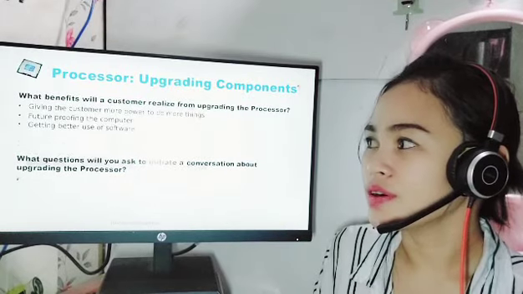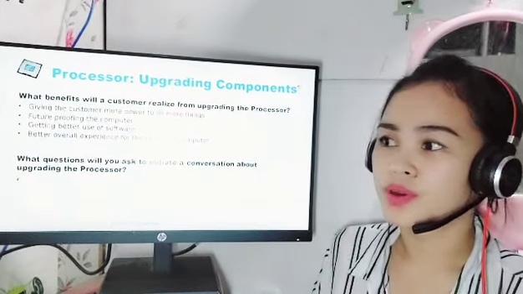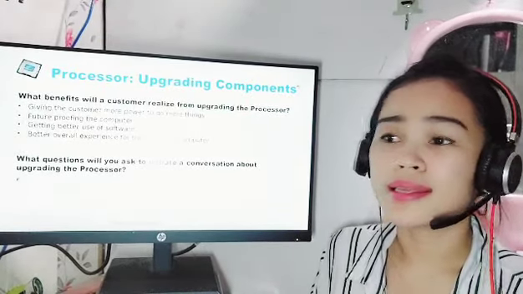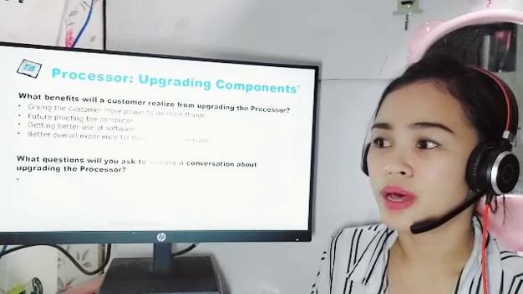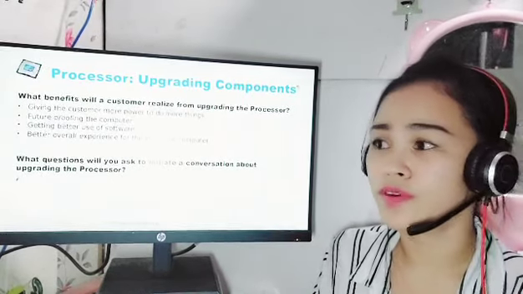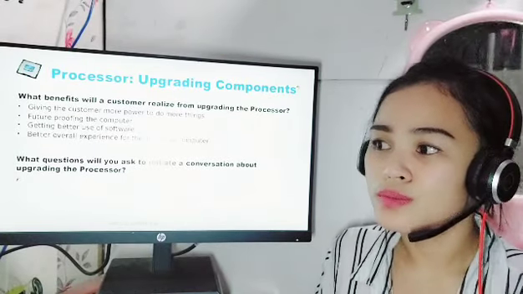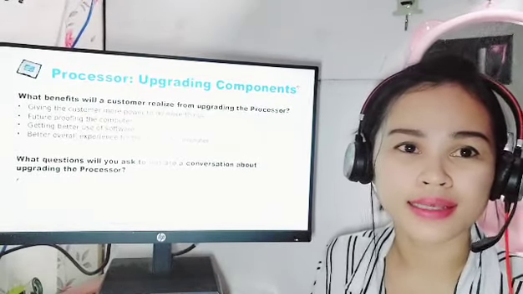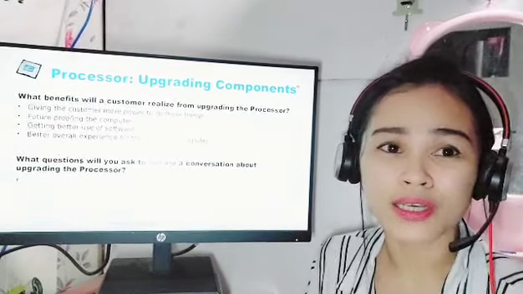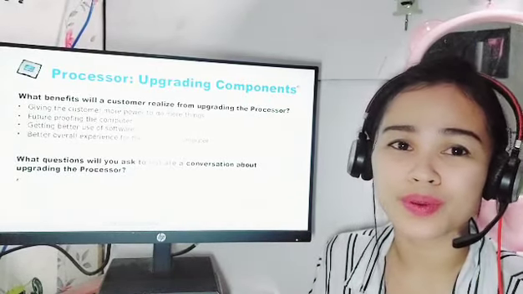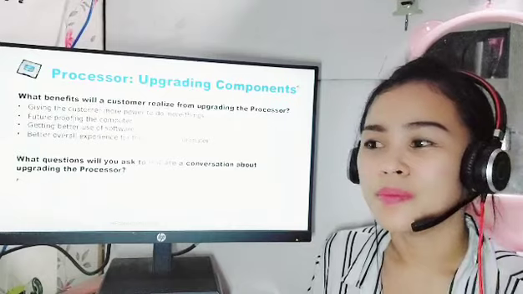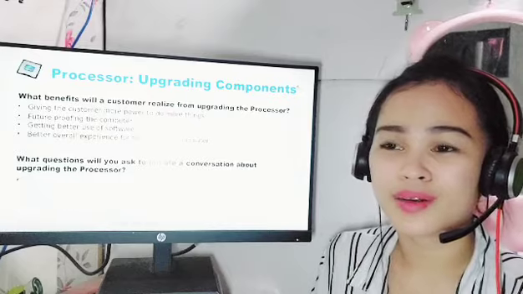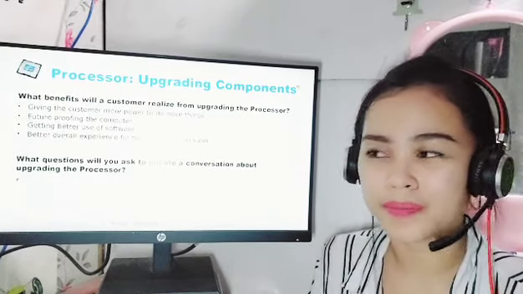So, of course, here are the benefits: giving the customer more power to do more things, future proofing the computer, getting better use of software, and a better overall experience for the life of a computer. So when we say giving the customer more power to do more things, that means that when the processor is good, or it's the best processor the computer has, then it makes the computer more powerful, meaning it can also perform more powerful tasks like video or photo editing, for example.